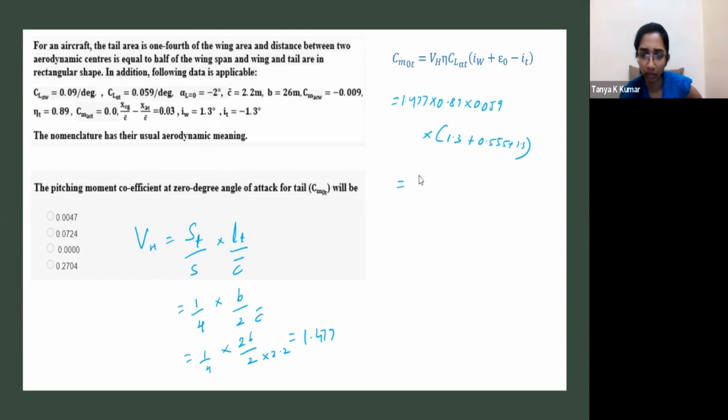Is that the value? I don't think that is the value. That is the option that is given there, but what is the value? Just calculate it. 0.2446. Is that okay?